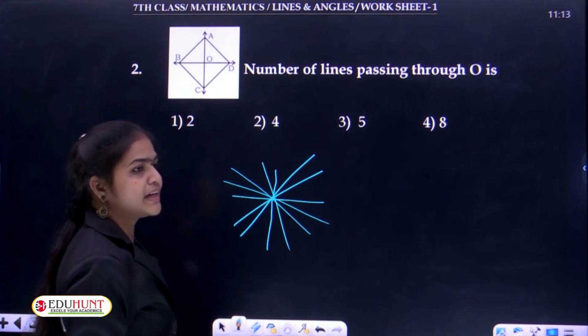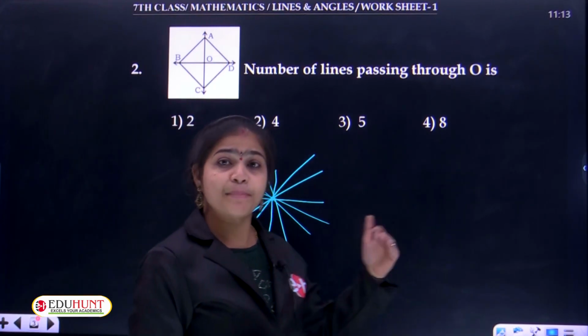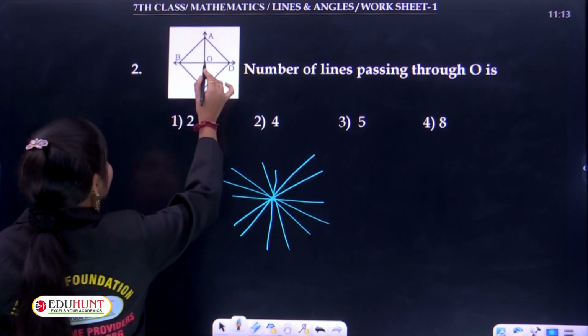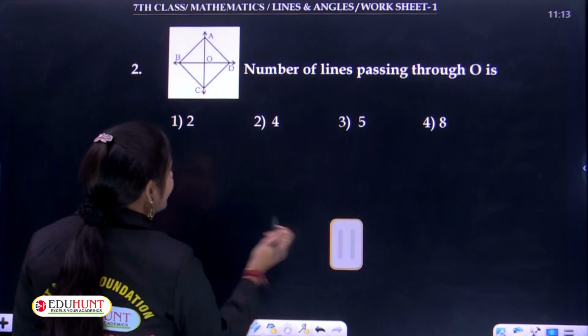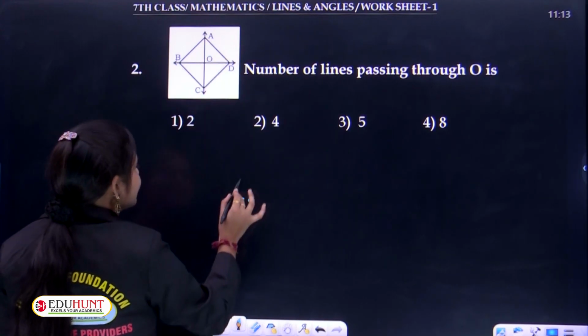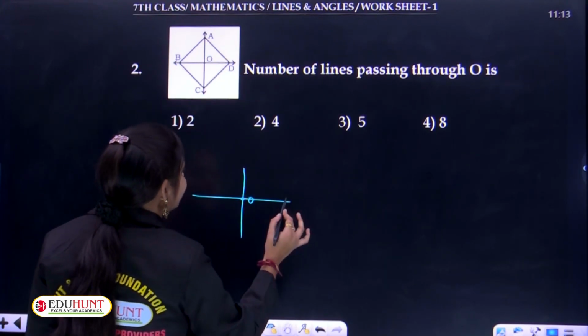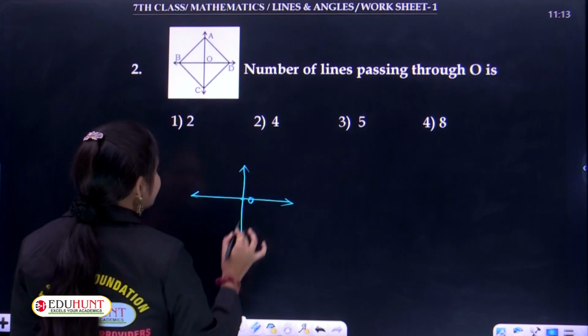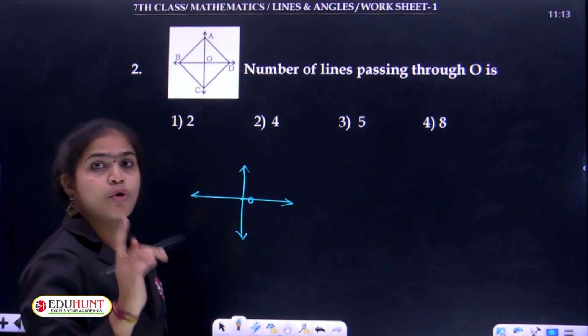Through that point, we can draw infinitely many lines. But here, one point is already given, that point as O. Through this point, how many lines are there? This is one of the lines and this is another line. These two lines are passing through the point O.